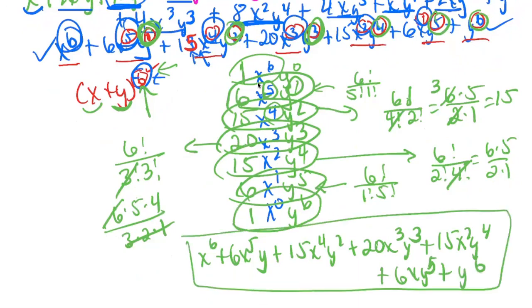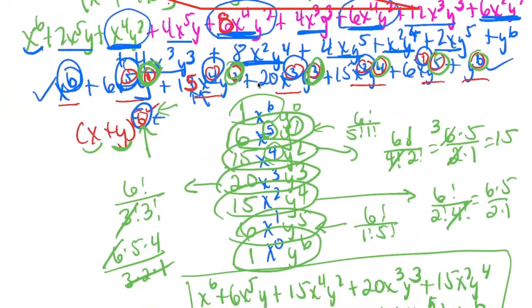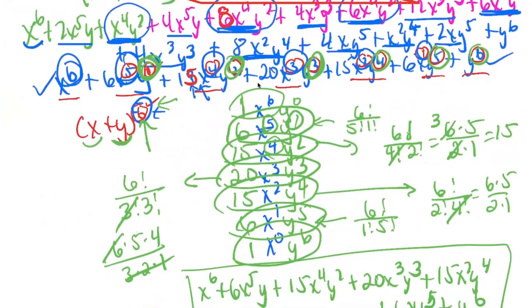Far easier than doing all of this other work up here. You can go straight to it. This is called the binomial theorem. This is the binomial theorem.